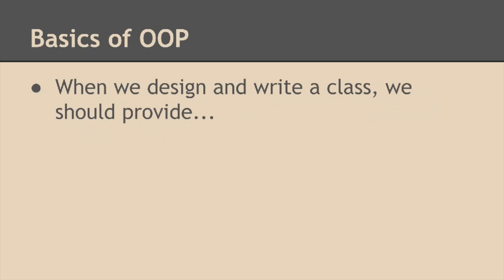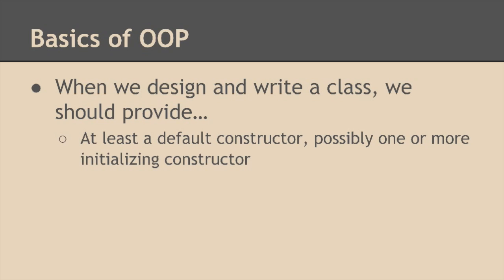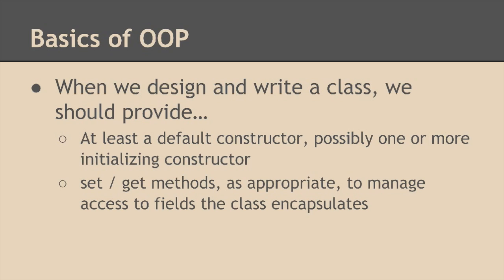So to sum all this up, when we design and write a class, there are several things that we should do. We should provide at least a default constructor, possibly one or more initializing constructors depending on how the objects are going to be used, and set and get methods as appropriate to manage access to the different fields that the class encapsulates. So in the next video we're going to take all of these concepts and put them together, and see how they work in Processing code in the context of a larger example.